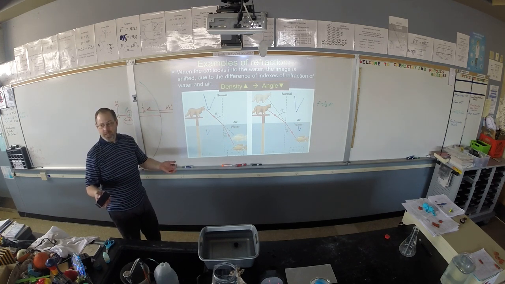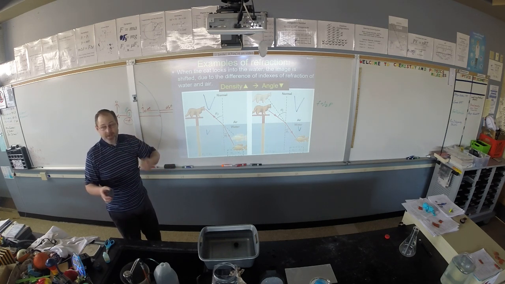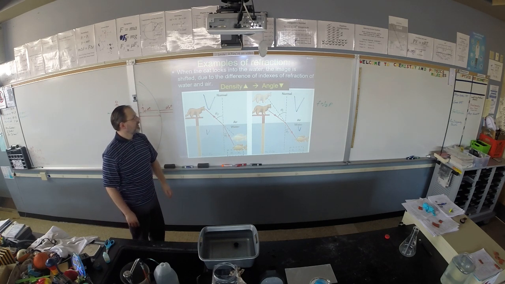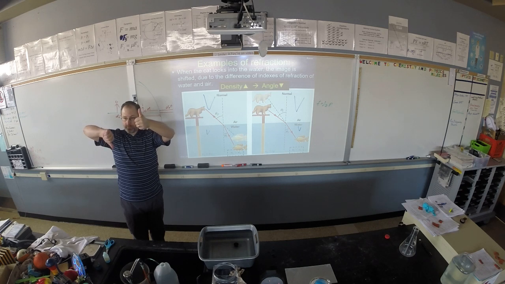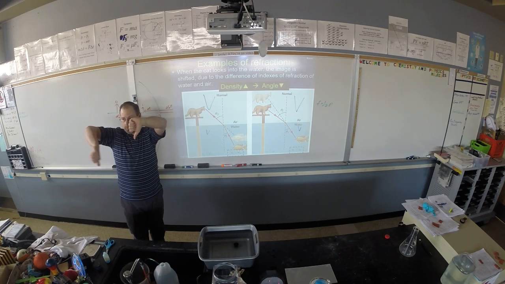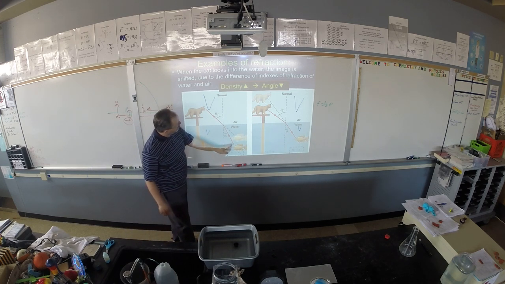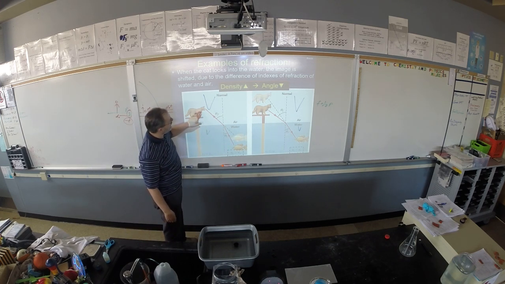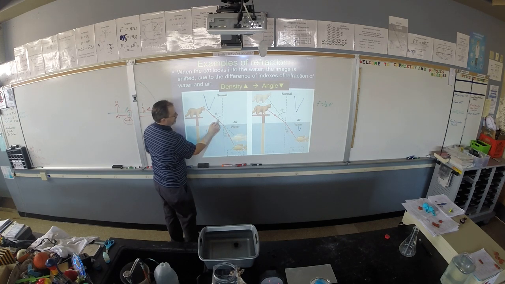Now, if you're like me, and you can visualize what the light's doing, great. If you don't, just remember that if density goes up, angle goes down. And if density goes down, angle goes up. So here, light is going from a more dense medium to a less dense medium, so the density is going down and the angle is going to go up. The angle of refraction here is going to be larger than the angle of incidence here.